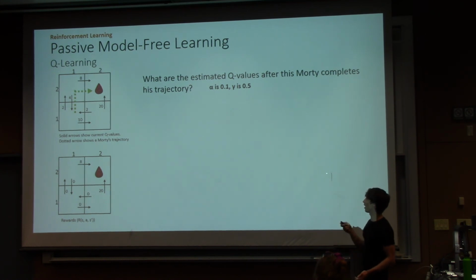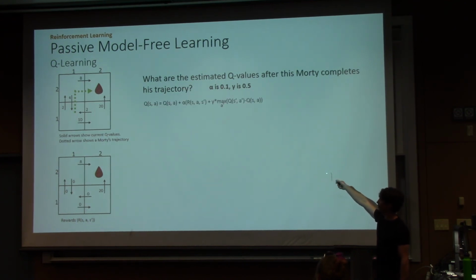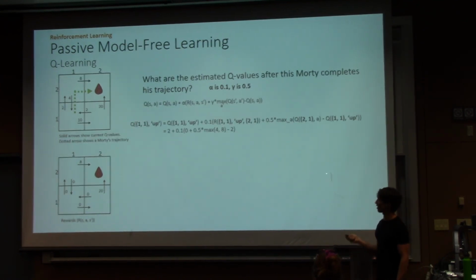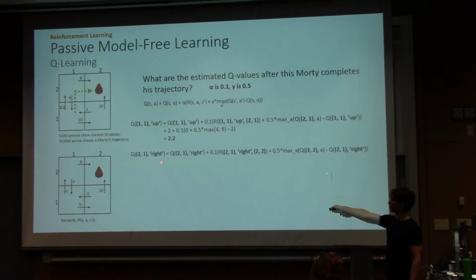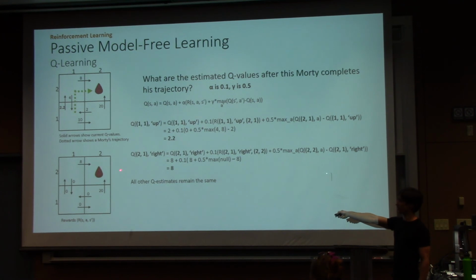So we're asked to calculate the estimated Q values after Morty now completes this trajectory with an alpha of 0.1, so a small step size, and a gamma value of 0.5, which is our discount factor. Again, this is just plug and chug. I'm sure you guys want to get out of here. So we'll step through. We'll see that when we have 1, 1 up, we get the value of 2.2. So that value gets updated. Again, from state 2, 1, and taking the action right, plug the numbers in, and that value gets updated. It ends up being the same.